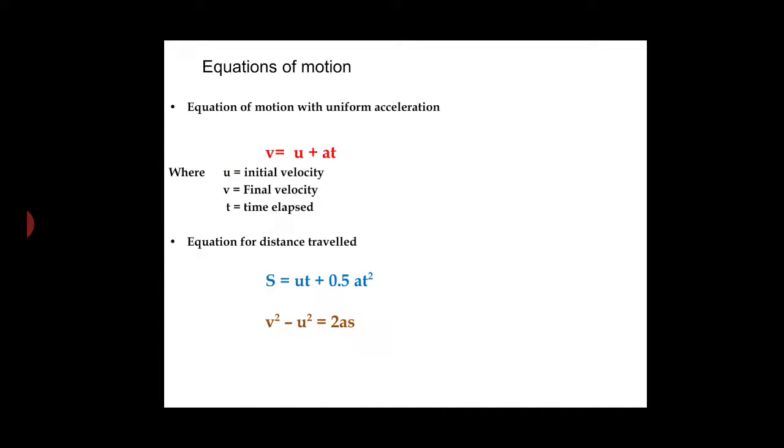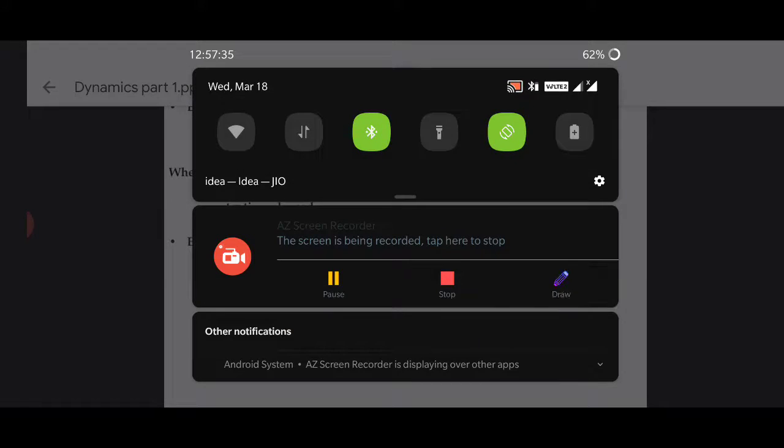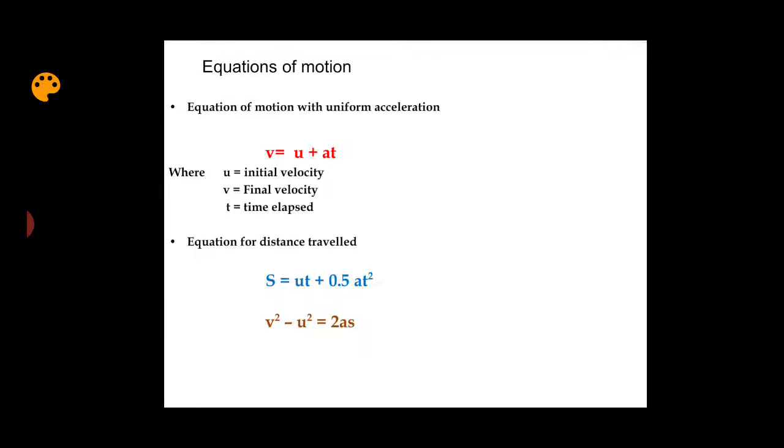Moving on to next. So with respect to the discussed definitions and part of kinematics, we require some equations to solve the problems related to kinematics. So we have three equations of motion. Firstly, we will discuss the equation which is V is equal to U plus AT, where V stands for final velocity, U stands for initial velocity, and T stands for time lapsed.